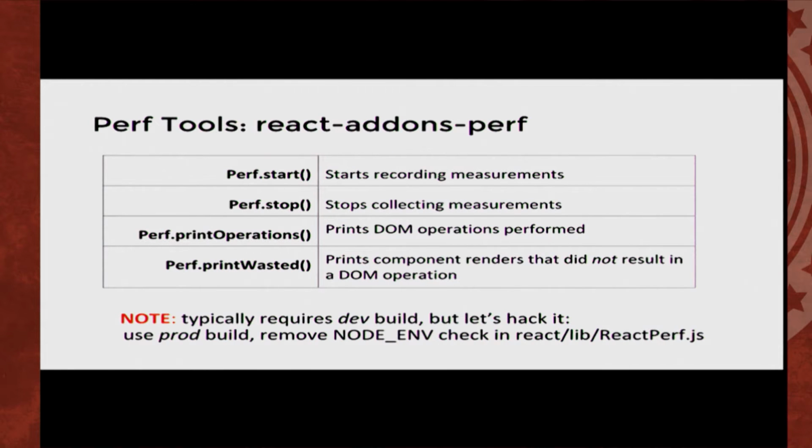Another thing to note here is that these perf tools only work in the development build, so we are sort of at this weird situation where we want the fast behavior of production mode, but the perf tools of development mode. And it actually turns out you can just go into React and change the React perf to ignore the build type and then just use production build. I found that it actually works pretty good.